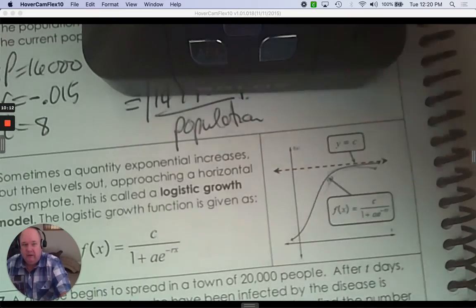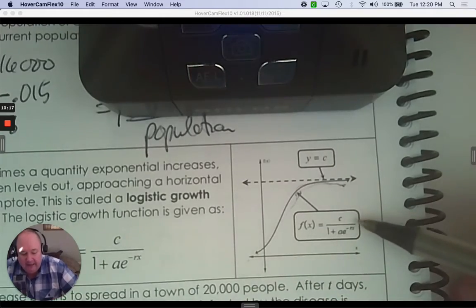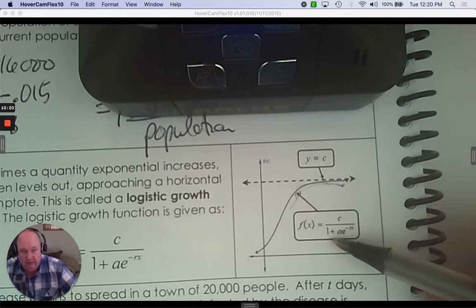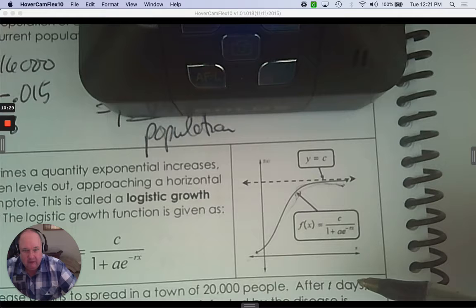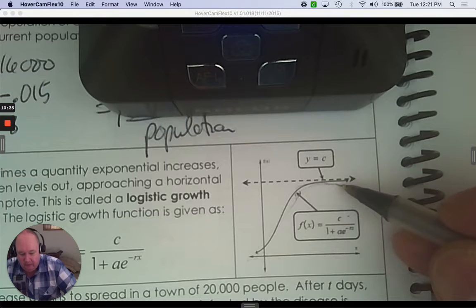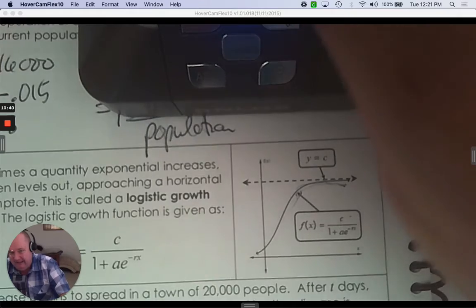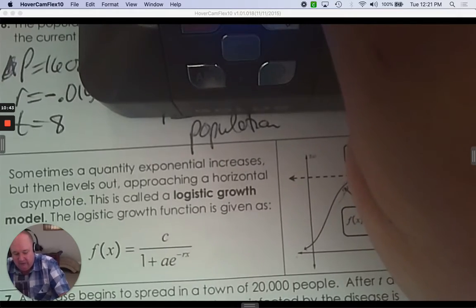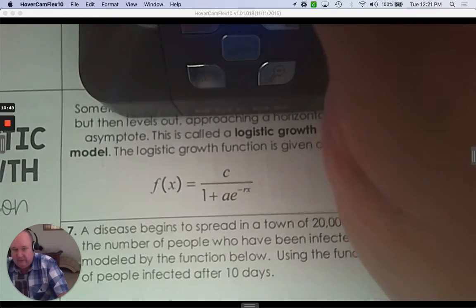And the formula that we're given here is right here. So that is C over 1 plus A times E to the negative RT. It is long and complicated. You're not going to memorize it. So C over that. Now C is a horizontal asymptote as well for it. So you can see that over here. C over 1 plus A times E to the negative Rx. And so let's see if we can interpret the equation here for number 7.